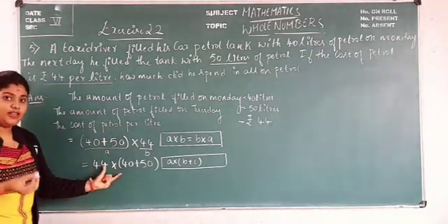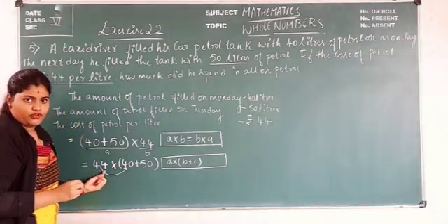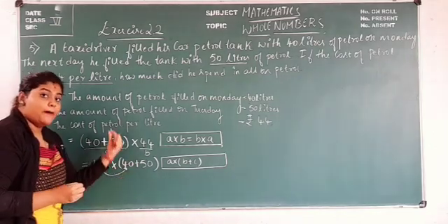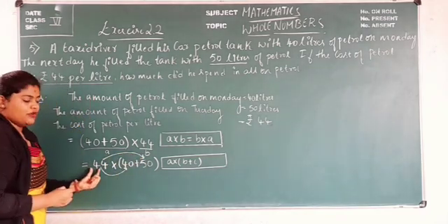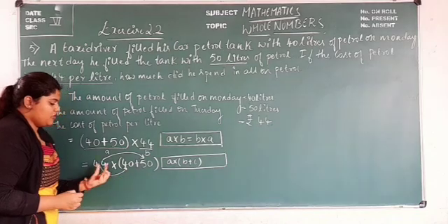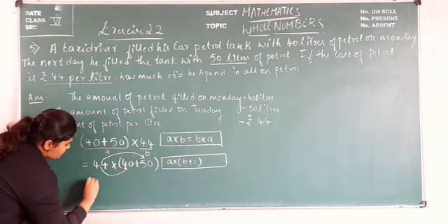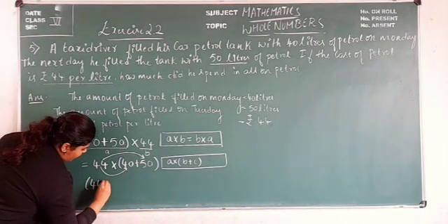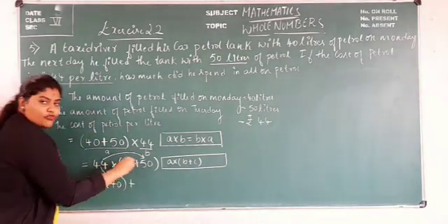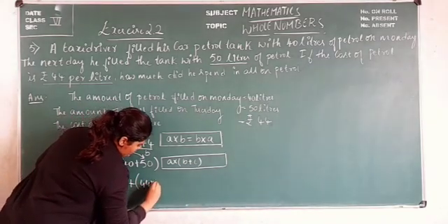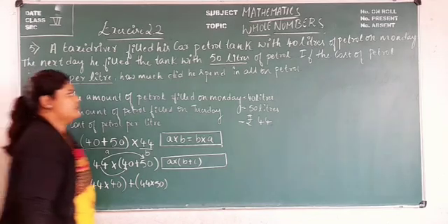So now we will apply distributive property. First we will multiply this 44 into 40, then we will write plus, then again we will multiply this 44 by 50. So first 44 into 40 plus 44 into 50. So here we have used distributive property. So what is the next step? Yes, we have to solve the brackets. So I will solve here.